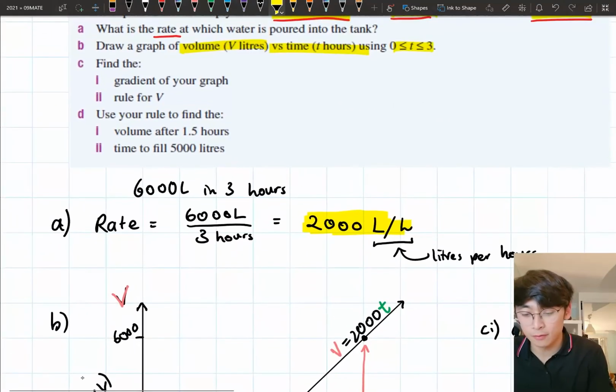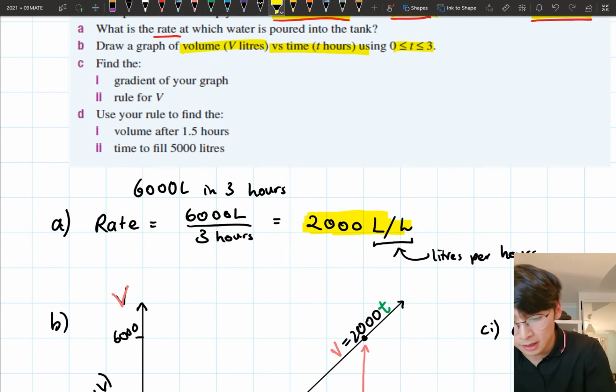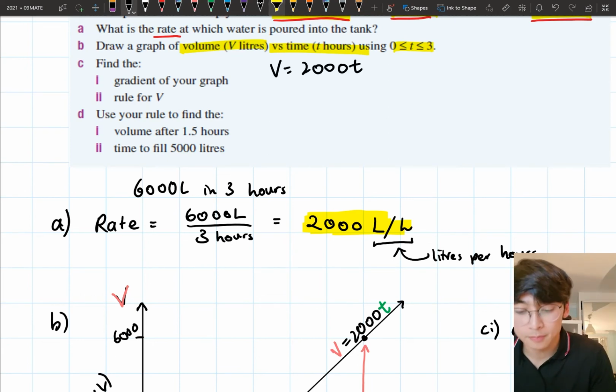So we want to find, firstly, the volume after 1.5 hours and the time to fill 5,000 liters. Let me write it up here. My equation that I had was v is equal to 2,000t. So let's have a look at part i. We want to find the volume after 1.5 hours.